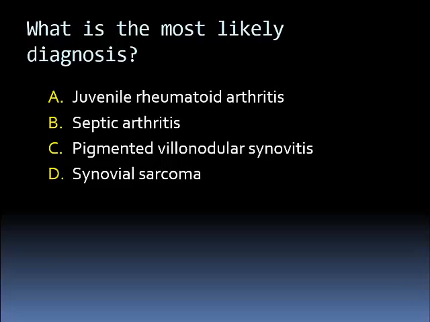So the question in this case, what is the most likely diagnosis? Is this juvenile rheumatoid arthritis, septic arthritis, pigmented villonodular synovitis, or synovial sarcoma? Sorry, we'll need to skip ahead to the appropriate case here. There it is. So JRA, septic arthritis, PVNS, or synovial sarcoma. Great. I'm very happy most people got the right answer in this case.